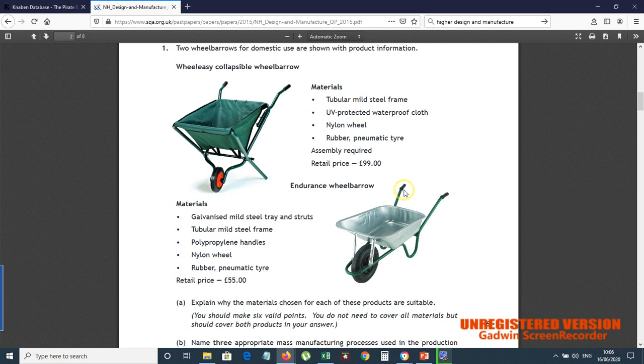So the handles are there for two things. The polypropylene is there because it gives you additional grip, which makes it less likely for the person to tip the wheelbarrow over. It also makes the handles more comfortable, which allows the user to use the wheelbarrow for a prolonged period of time. So you can see the answer is twofold: the reason for doing it and how it relates to the person using the product.